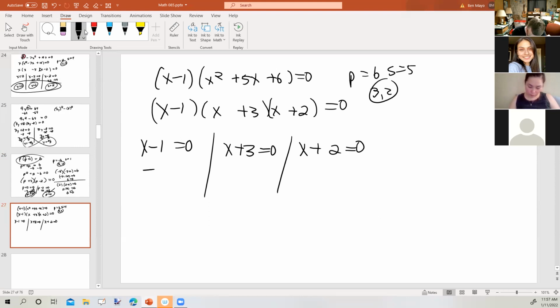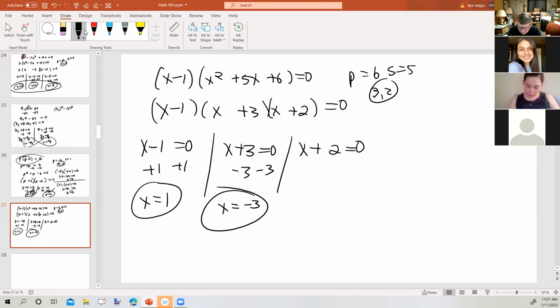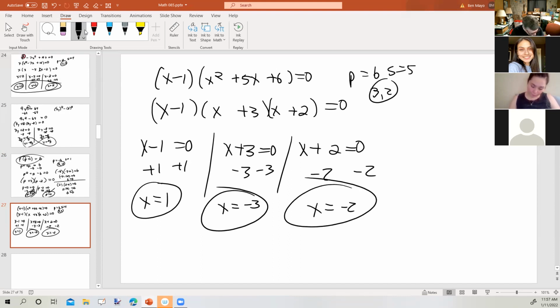If x minus 1 equals 0, add 1 to both sides, we get x equals 1. If x plus 3 equals 0, subtract 3 from both sides, x equals negative 3. And if x plus 2 equals 0, subtract 2 from both sides, x equals negative 2.